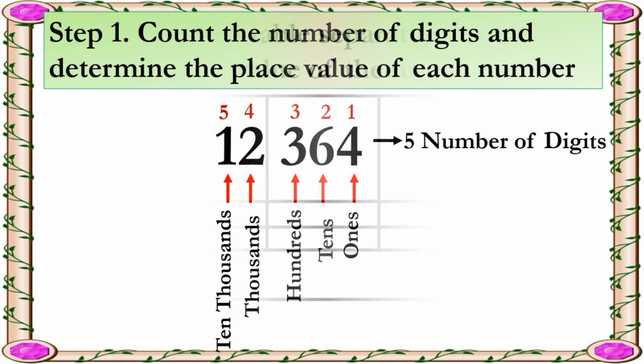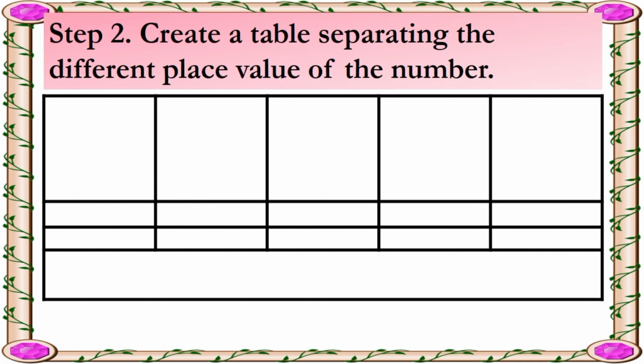Step 2. Create a table separating the different place value of the number. The number of digits will determine how many columns we will create.